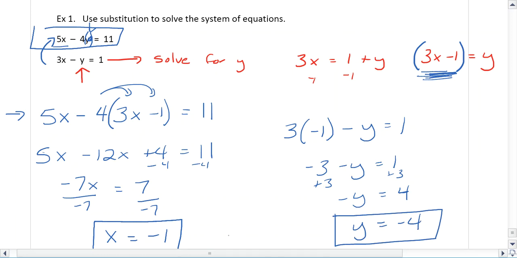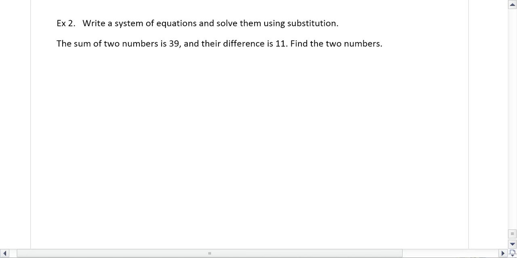So you can leave your answers like this, or remember, you can always write them in an ordered pair. Either way is fine. Two equations and two variables can be very, very handy in some word problems. In example 2 here, we're asked to write a system of equations and then solve them using substitution.